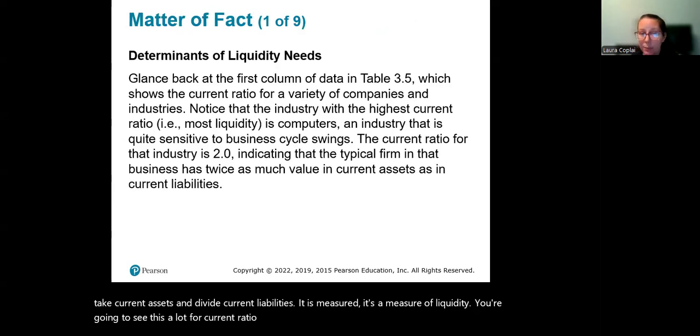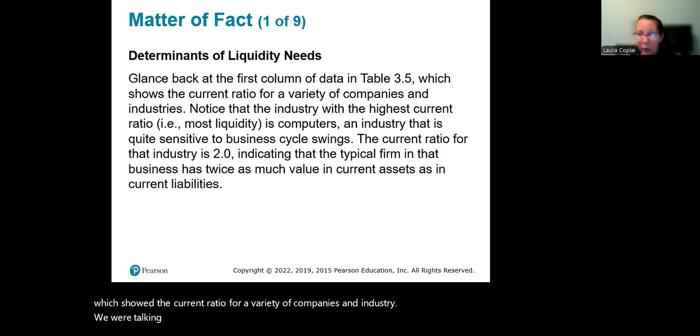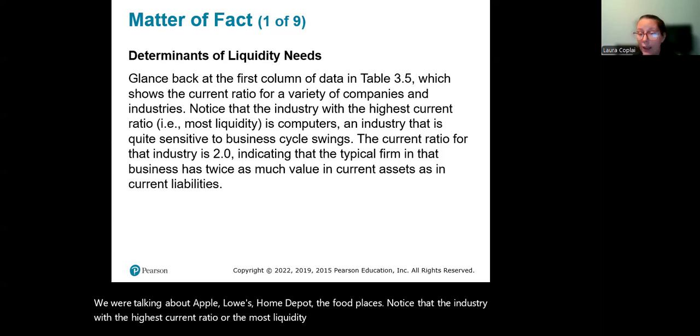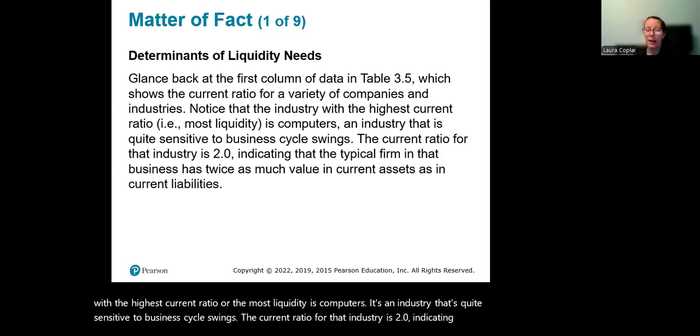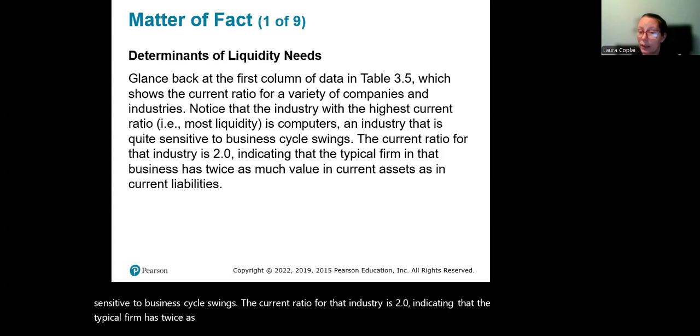And if you glance back at the first column in table 3.5, which showed the current ratio for a variety of companies and industries, we were talking about Apple, Lowe's, Home Depot, the food places. Notice that the industry with the highest current ratio, or the most liquidity, is computers. It's an industry that's quite sensitive to business cycle swings. The current ratio for that industry is 2.0, indicating that the typical firm has twice as much value in current assets as it does in current liabilities.